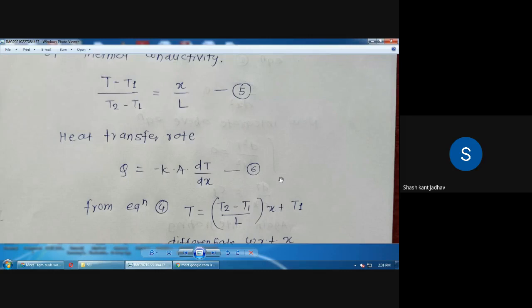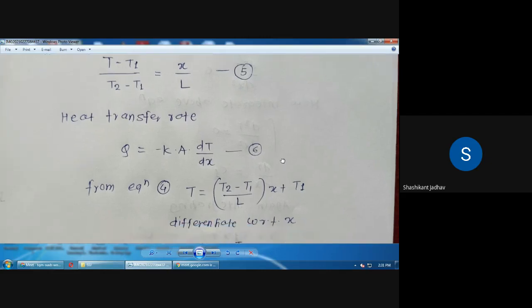So all of you do the calculation. First of all, calculate dT by dx, then put that value into equation number 6, and we get the value of Q, that is the heat transfer rate for the plane wall. Tell me the final equation for Q. First differentiate equation 4 with respect to x.